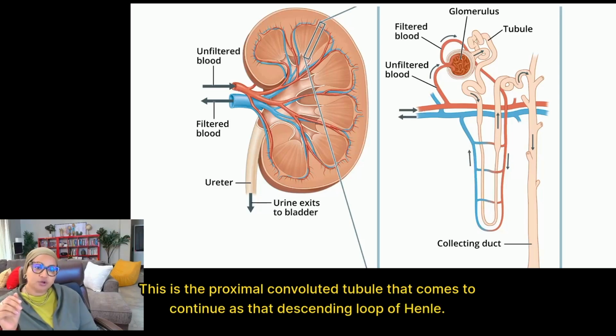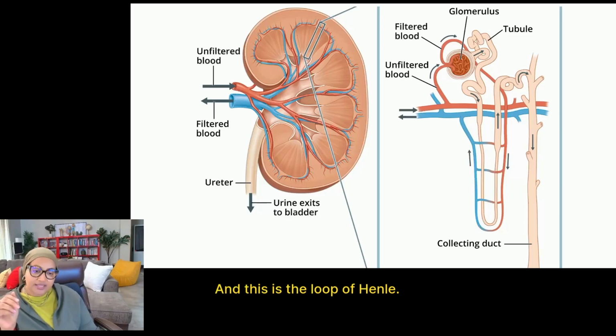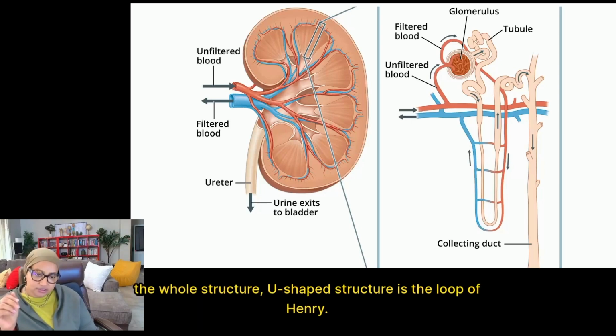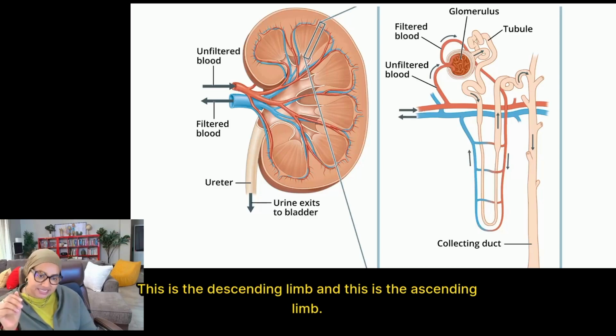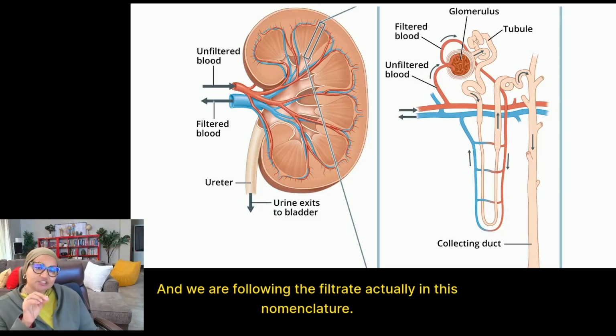This is the proximal convoluted tubule that continues as the descending loop of Henle. And this is the loop of Henle. This U-shaped structure is the loop of Henle. This is the descending limb, and this is the ascending limb. And we are following the filtrate in this naming nomenclature.